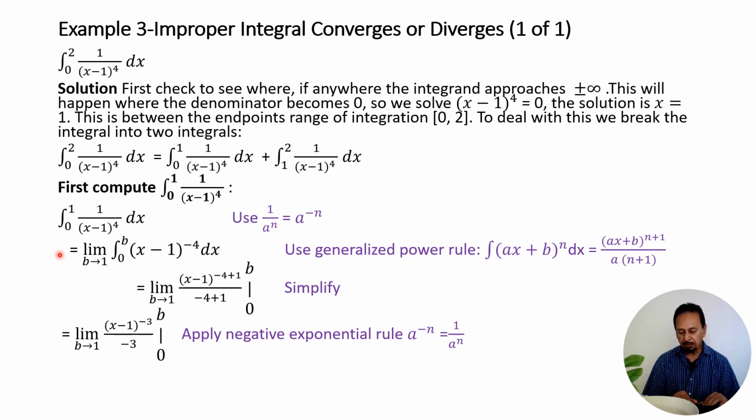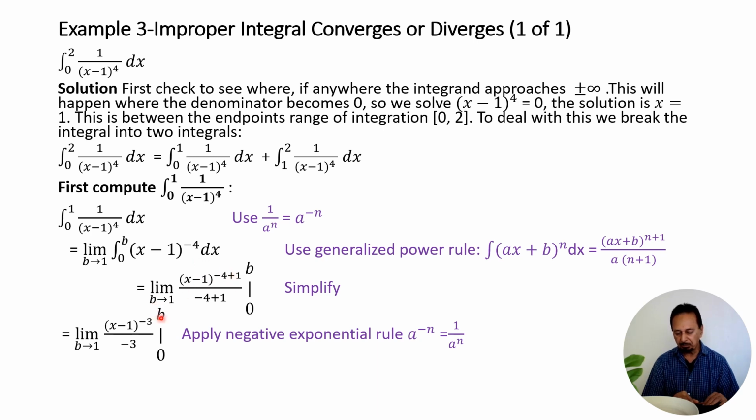To compute this one, we rewrite this integral as the limit as b approaches 1 of the integral from 0 to b. We change 1 to b because there is a discontinuity there. And we rewrite 1 over x minus 1 to the 4 as x minus 1 to the power negative 4 using the negative exponent rule. Now we apply the generalized rule. We just add 1 and divide by it.